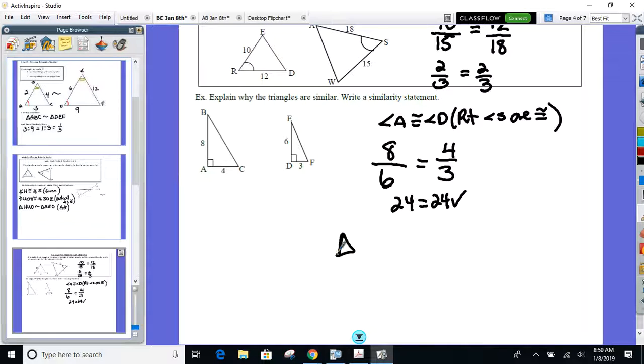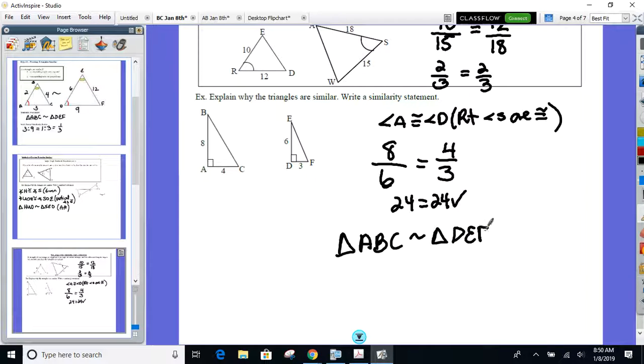Triangle ABC. How many are doing it right now? Similar to, if we go ABC, DEF.